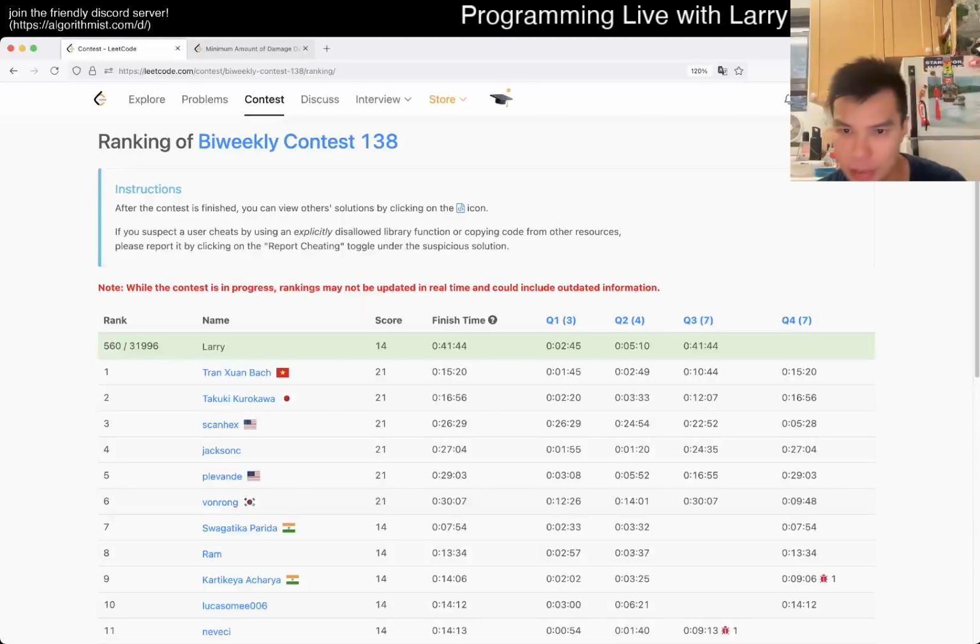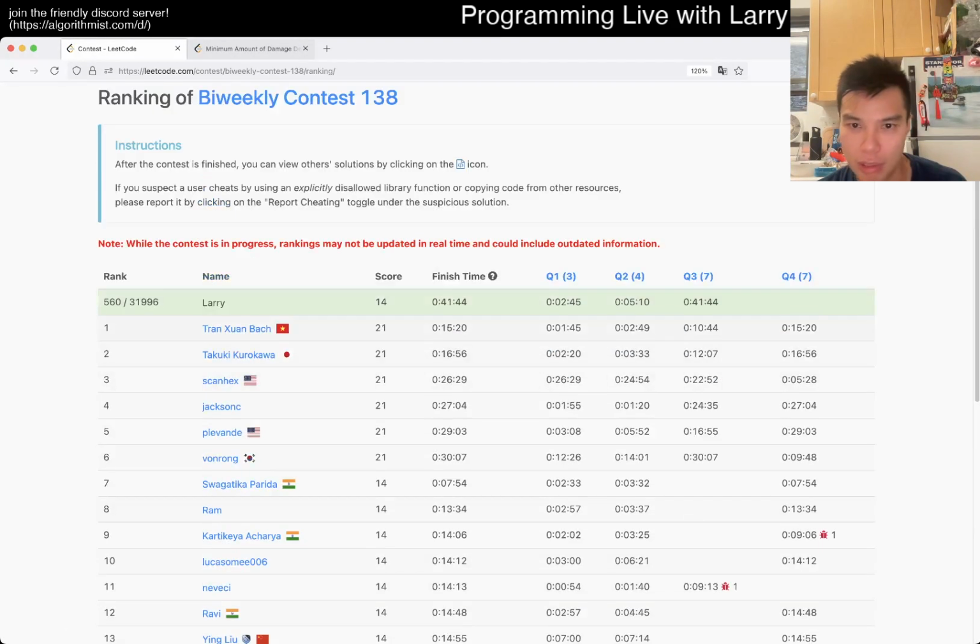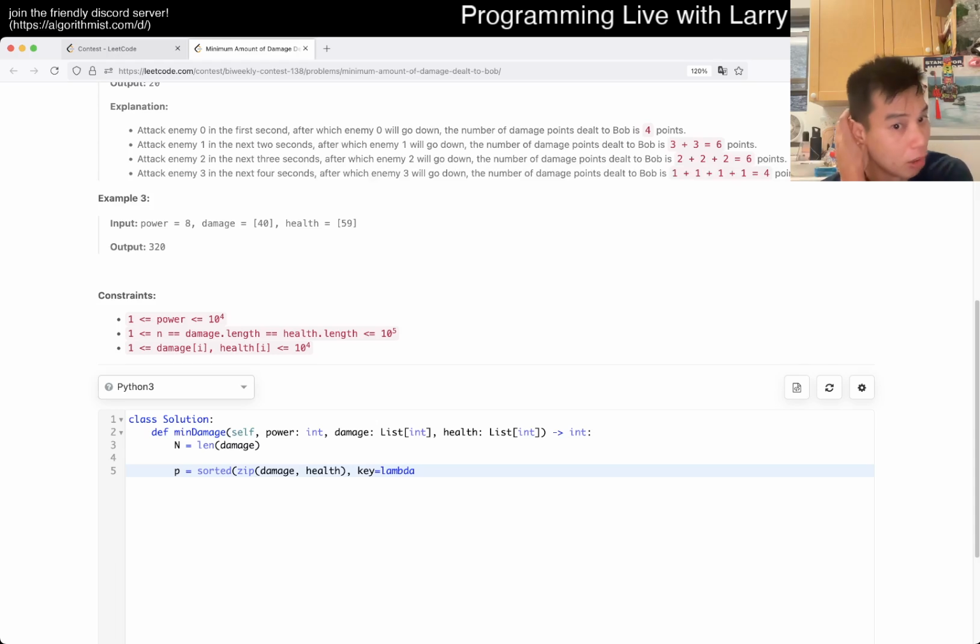Do people get this way quickly? I feel like that seems kind of slow, actually. So maybe I'm just worried that I'm wrong. X is equal to x of 1 plus power minus 1 over power. So that's the number of cycles to kill it, times damage, right? I wonder if this is right.